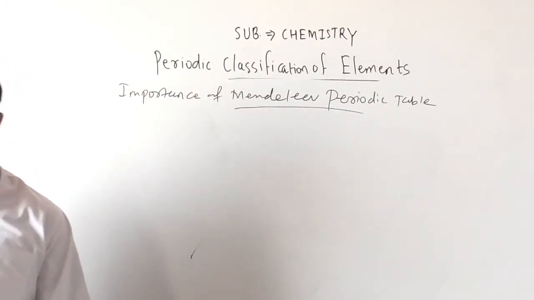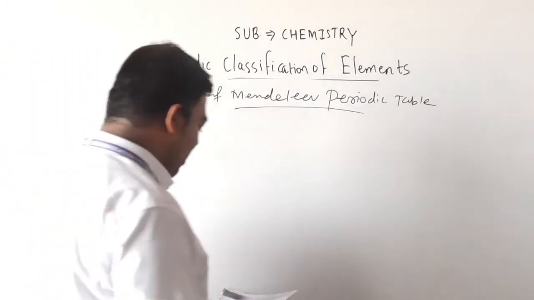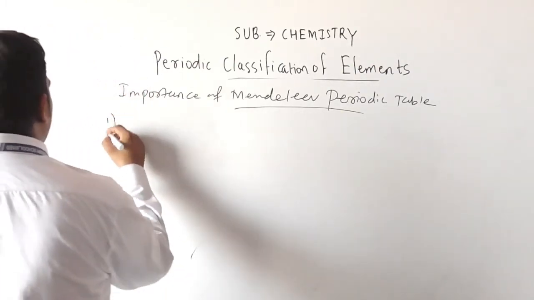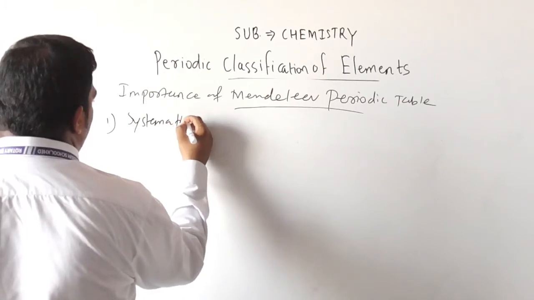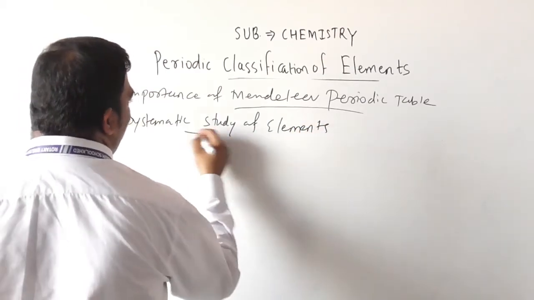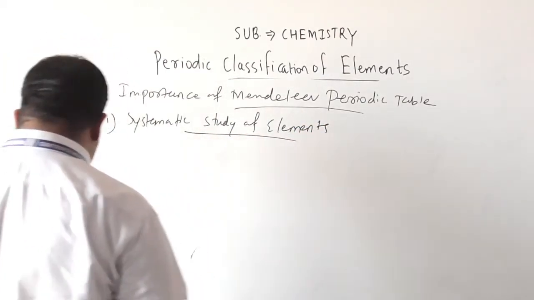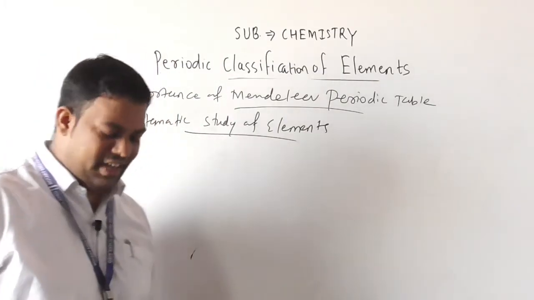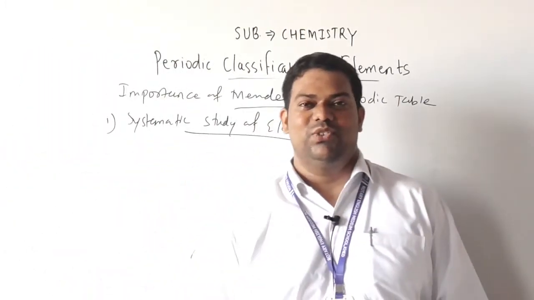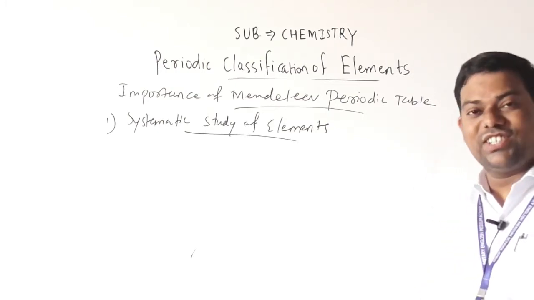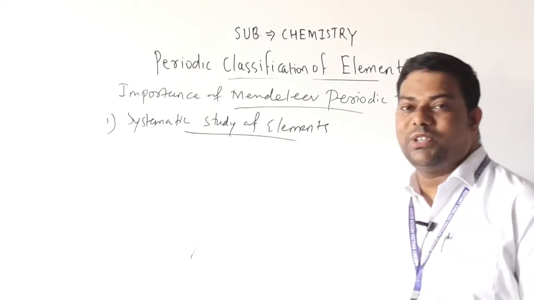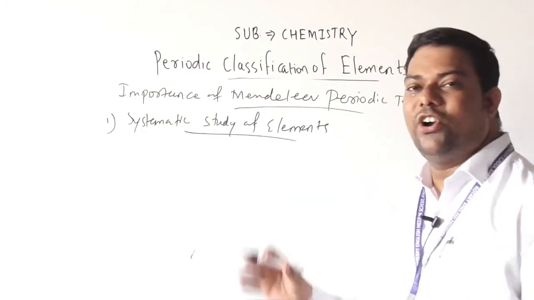See, we can say here systematic study of elements. First we can write here, systematic study of elements. So Mendeleev was the first scientist who arranged the known elements into groups and periods. So this is very much important, the importance of Mendelian periodic table.